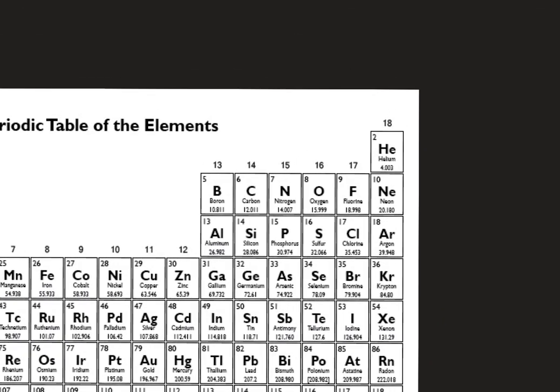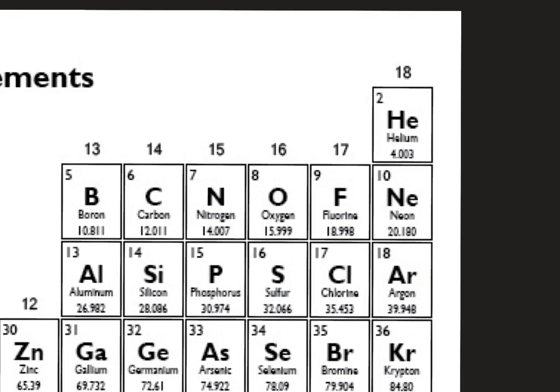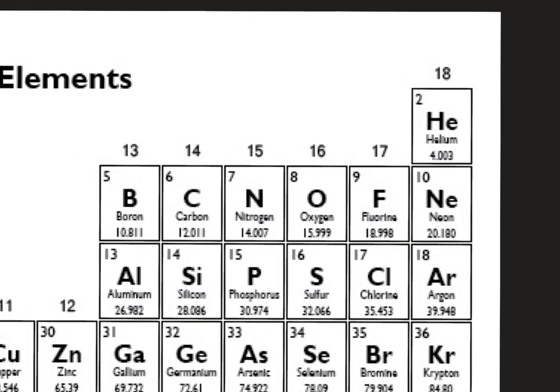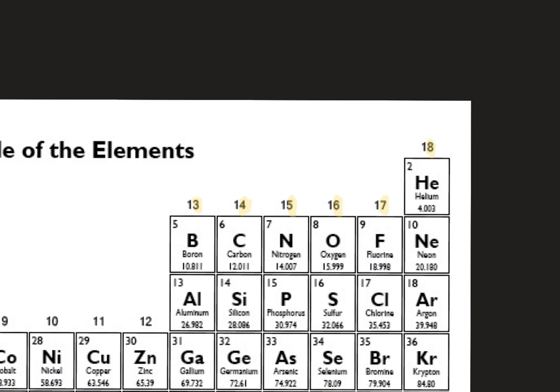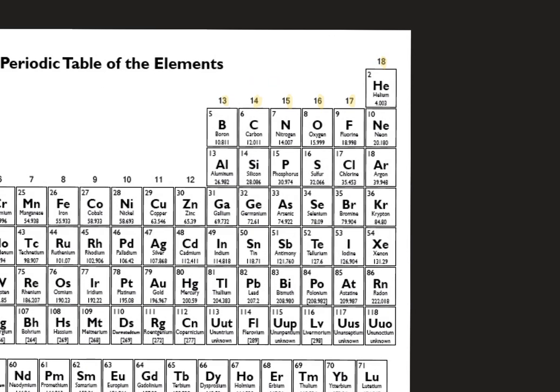Now, 13 through 18 is a little tricky because they have a tens place. We're just gonna look at the 1 spot, because that will tell us how many valence electrons we have in each column. So I'm gonna highlight that 1 spot. So column 13 is gonna have 3, 14 will have 4, 15 will have 5, 16, 6, 17, 7, and 18, 8.